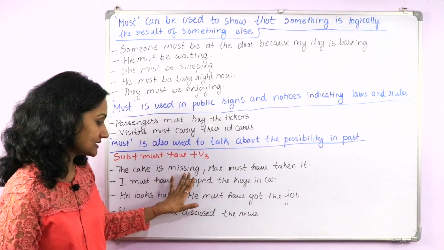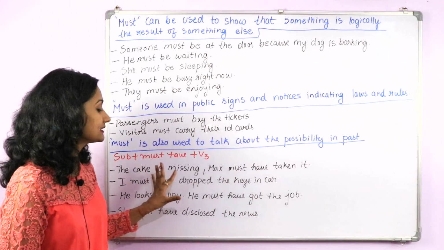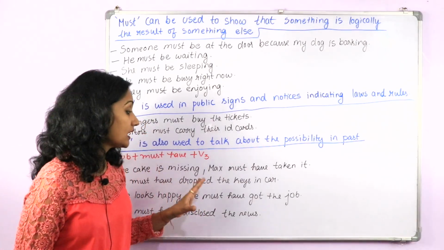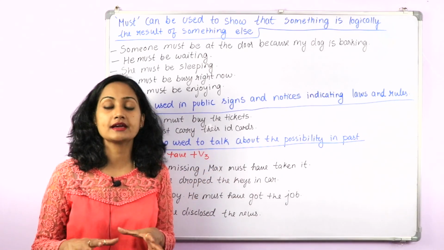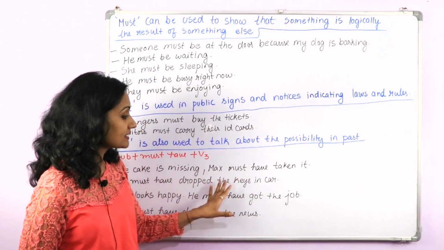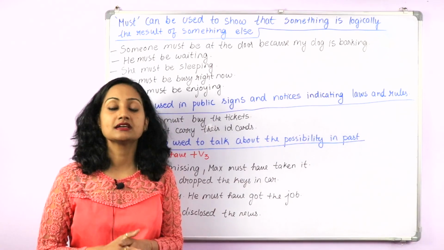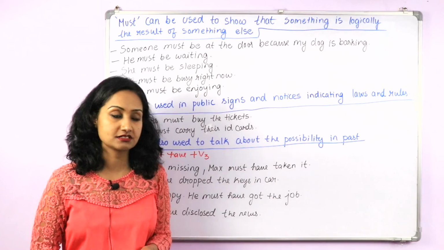The cake is missing. Max must have taken it. So here the cake is missing, which I prepared in the morning. Now it's missing, and I know that Max likes cake a lot. So I am assuming that Max must have taken it. I have not seen him, but it's my assumption, but I'm sure about it that he must have taken it.